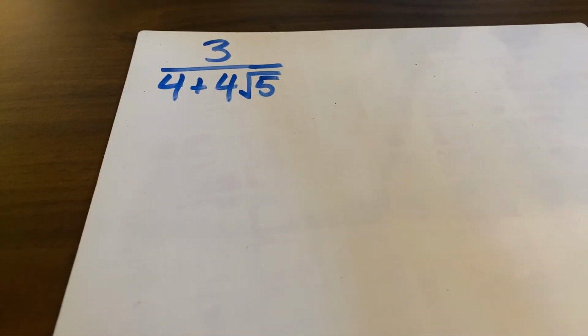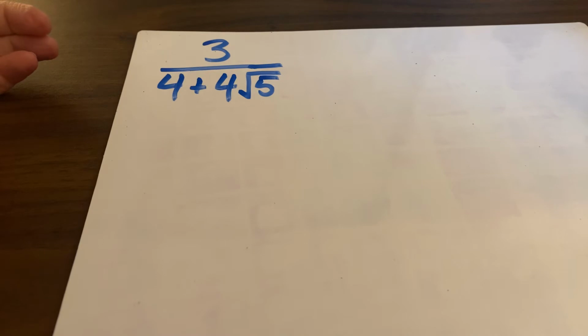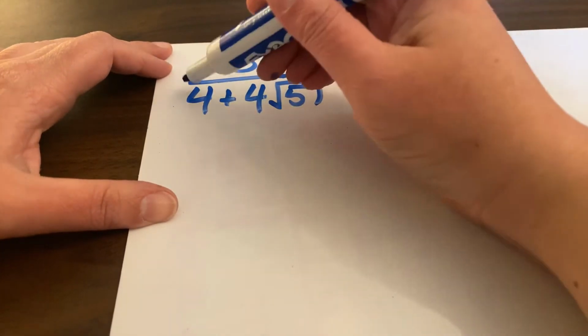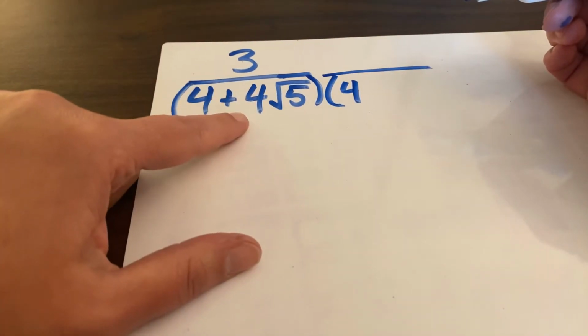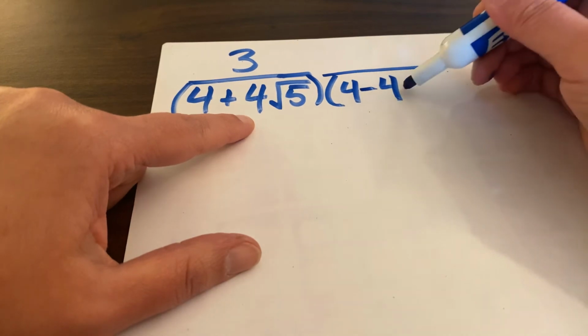Here we've got 3 over 4 plus 4 square roots of 5. And whenever we have a sum in the denominator with a radical in one of the terms, we have to multiply by what is called the conjugate. And we have to do that to both the top and the bottom. So I'm going to put some parentheses there.